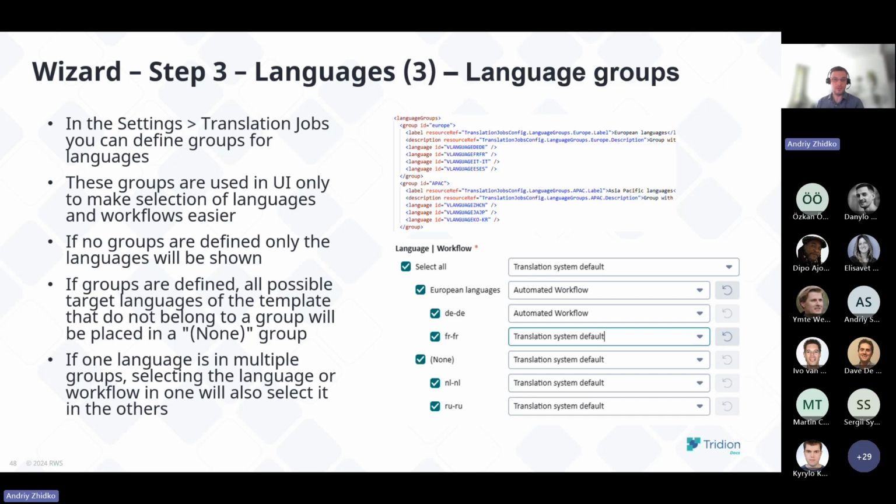If some of the languages didn't land, or you didn't configure them to land, in a specific language group, they will be grouped at the bottom under the non-group. And you might have a situation where your language is part of two or more language groups. This is the way you can configure the language group. Then if you set the workflow for that language in one group, it will be automatically set in another as well.